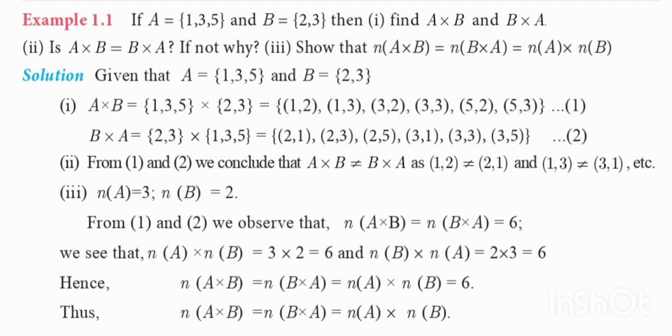Now move on to the third part. We are going to find the number of elements in A cross B, B cross A, and A and B. A and B have respectively 3 and 2 elements. If we multiply the two entries, we get 6. And if we count the number of elements in A cross B, it is 6, and B cross A also contains 6 elements. So automatically, we get the proof of the third subdivision, that is n of A cross B equal to n of B cross A equal to n of A into n of B.